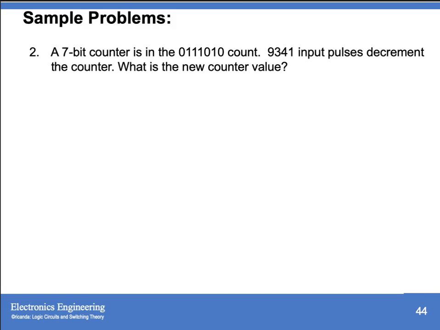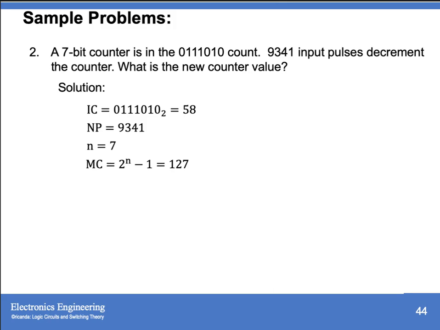Another example, if we have a 7-bit counter with 0, 1, 1, 1, 0, 1, 0 as initial count, then we have 9341 input pulses decrement the counter. So we have your initial 0, 1, 1, 1, 0, 1, 0, that is 58. Number of pulses 9341. Then number of bits is 7. So we have to get the maximum count of your counter. That is 2 to the n minus 1, it is 127, and number of states is 128.